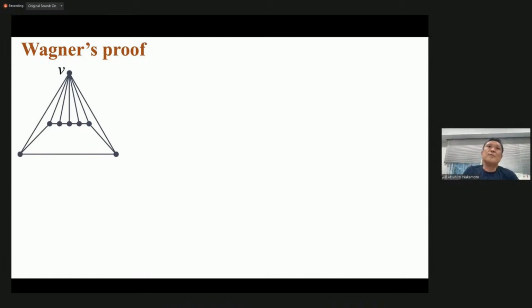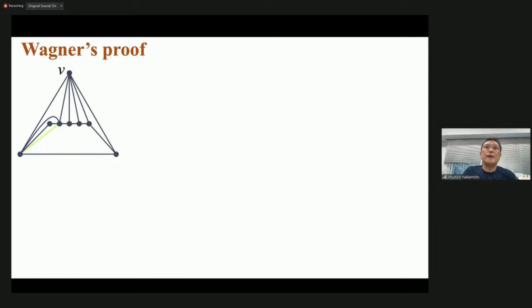Consider a triangulation on the sphere, and we focus on the top vertex V. We consider whether this edge can be flipped like this. If we can flip this edge, then we proceed.